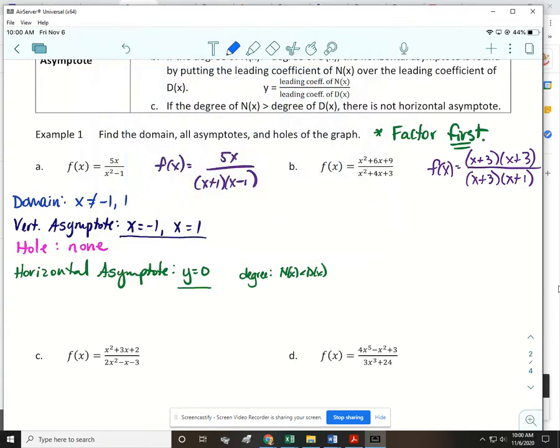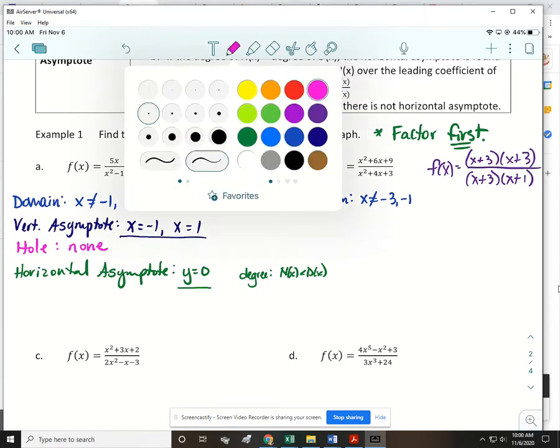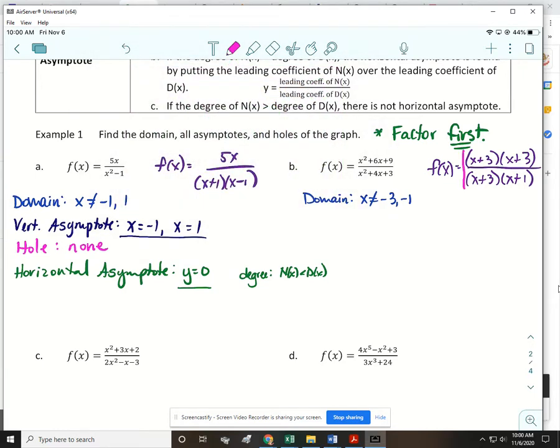And we want to find the domain before we do anything else. We just factor, find the domain. Anything in the denominator that's going to make you have 0 in the denominator is not in the domain. Then I'm going to look and see if I have any factors in common, and I do. So I'm going to box them off.